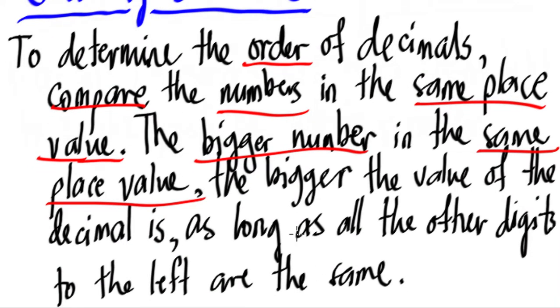Again, let me read that. To determine the order of decimals, compare the numbers in the same place value. The bigger the number in that place value, the bigger the value of the decimal as a whole, as long as all the other digits going to the left are the same. We check them from left to right. If there's a difference on the leftmost digit, the bigger value on that digit will be the one which is bigger. So let's have a few examples, shall we?